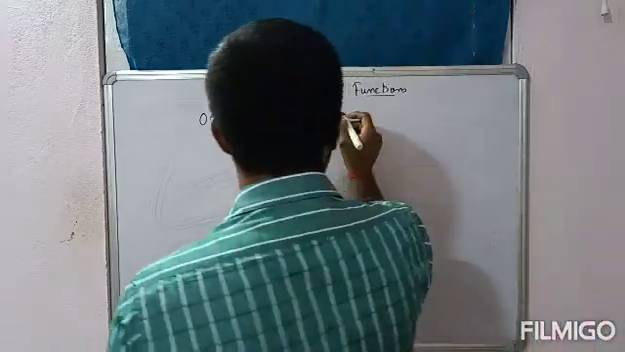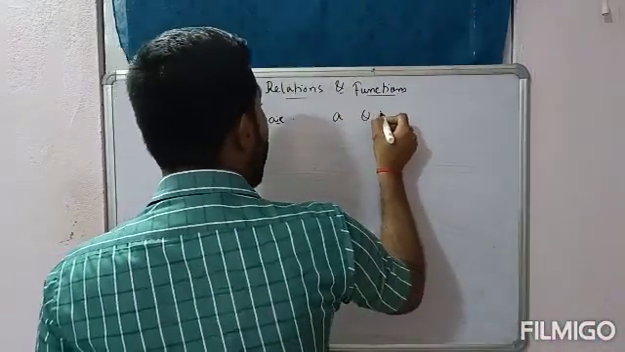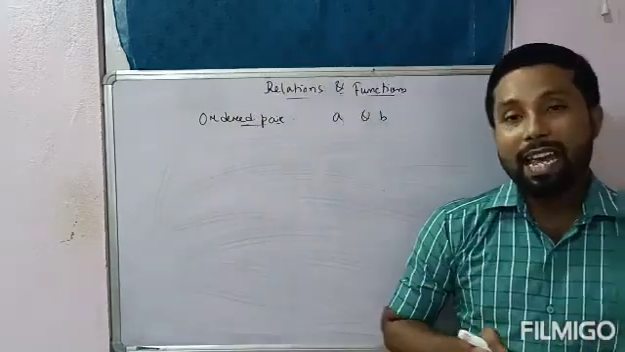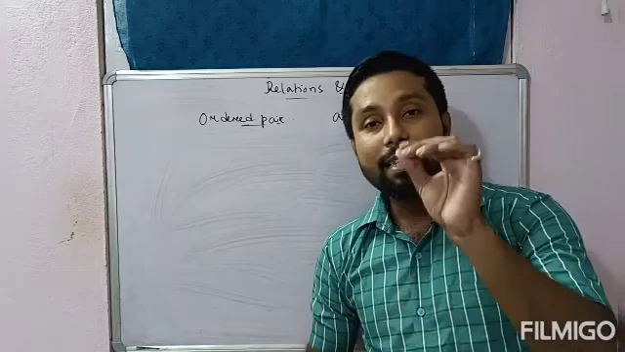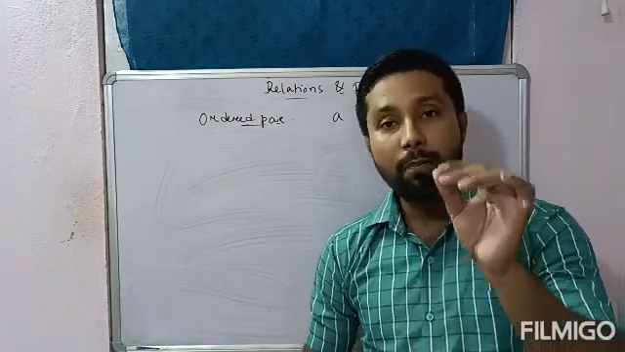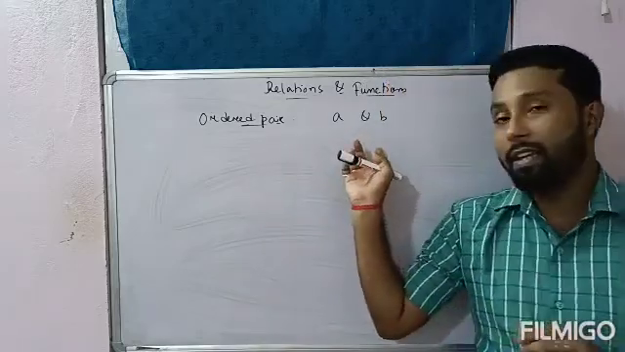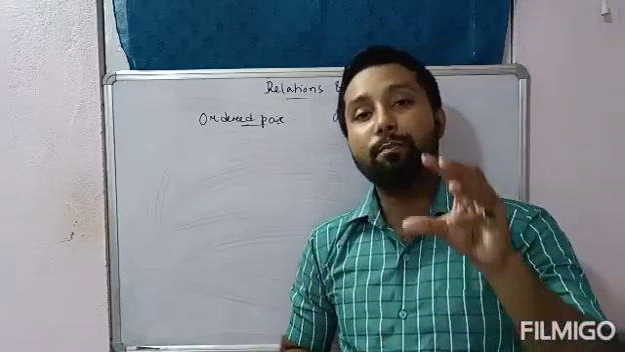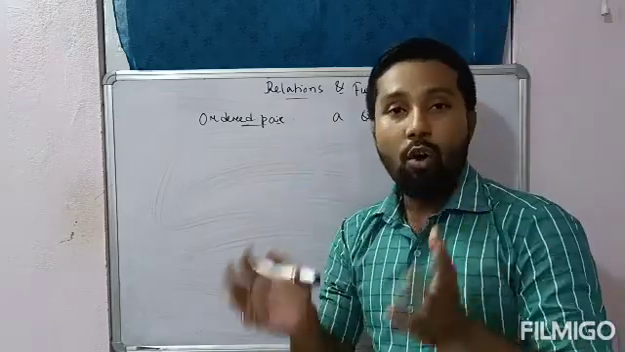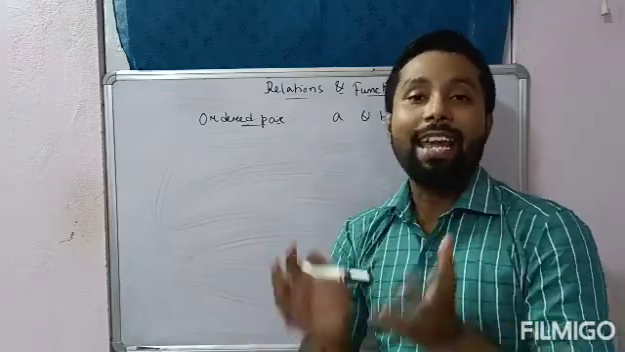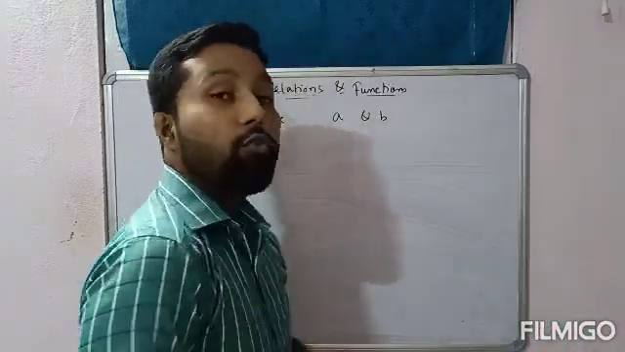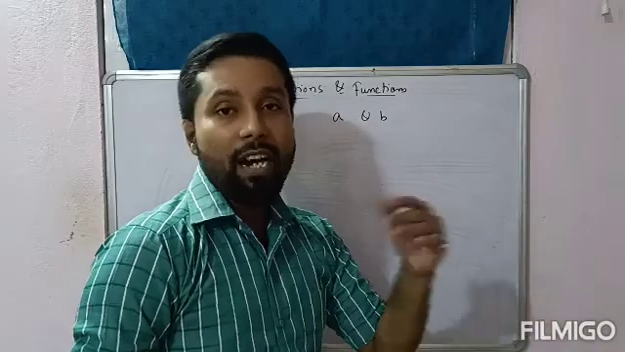Two numbers, suppose small letter a and b are the two numbers. The two numbers a and b listed in a specific order and enclosed within a bracket to form an ordered pair.